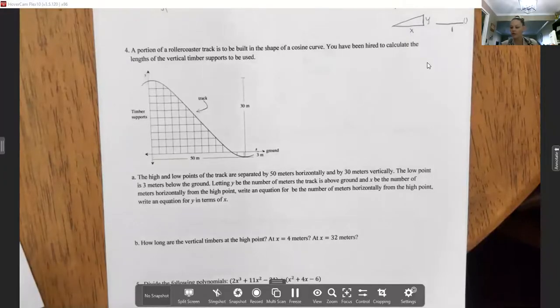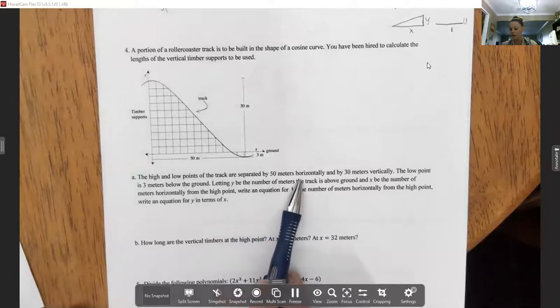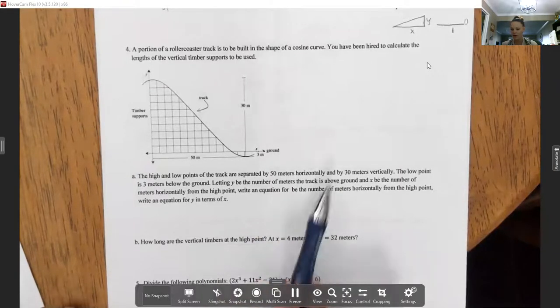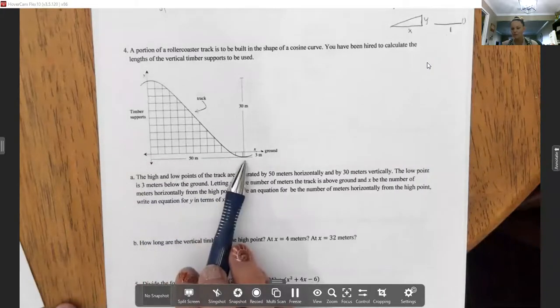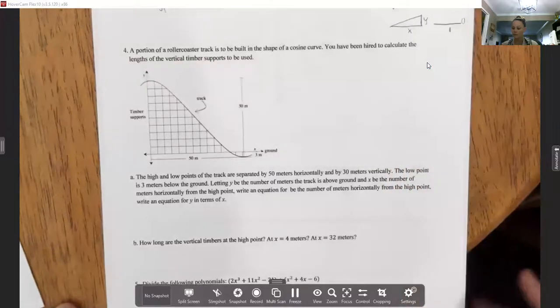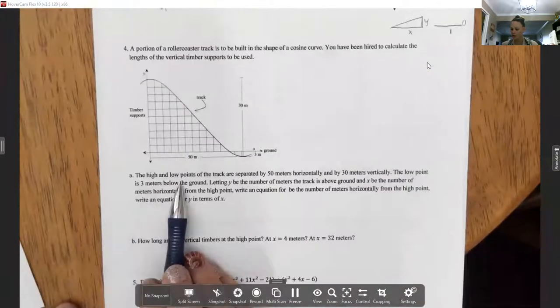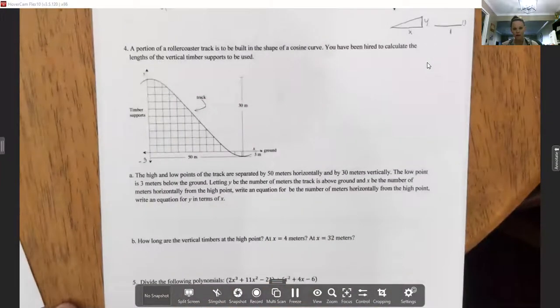Okay, so number 4 says a portion of a roller coaster track is to be built in the shape of a cosine curve. You have been hired to calculate the lengths of the vertical timber supports to be used. The high and low points on the track are separated by 50 meters horizontally and 30 meters vertically. The low point is 3 meters below the ground, so this down here is at -3.